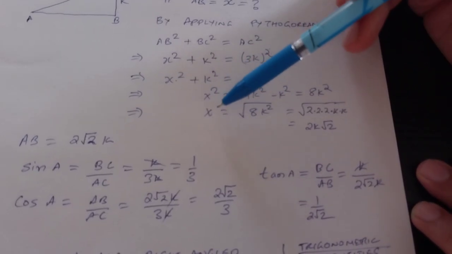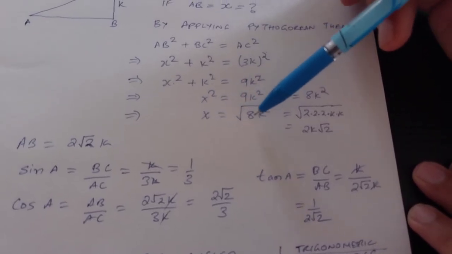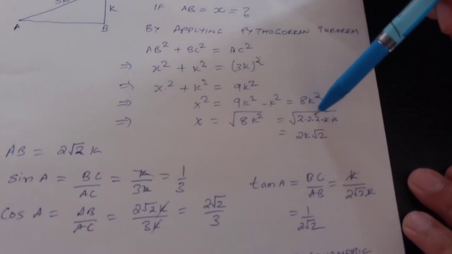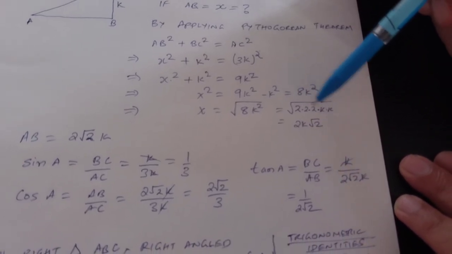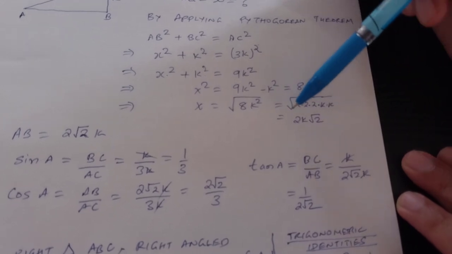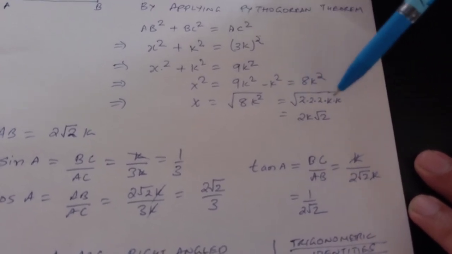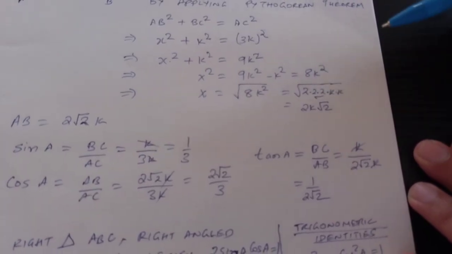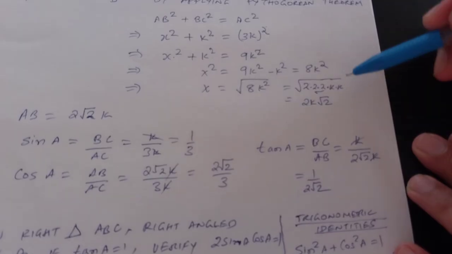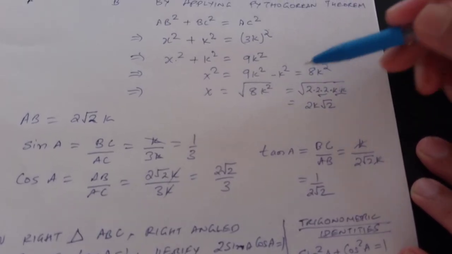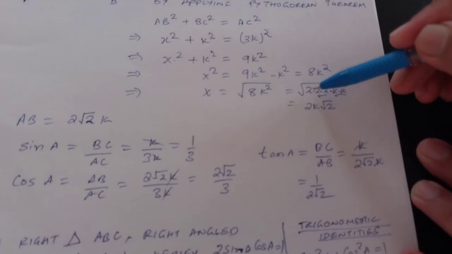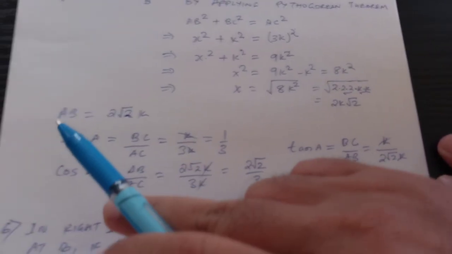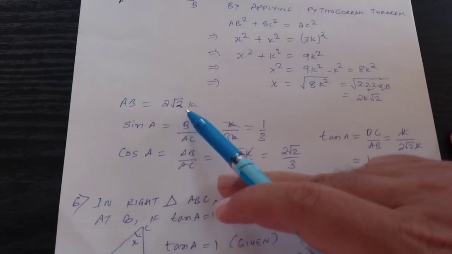Which means x is equal to the root of 8k squared. Now 8 can be written as 2 into 2 into 2, because 2 2s are 4, 4 2s are 8. And k squared can be written as k into k. When you take the square root, whatever two numbers are there, you can take one out of them. There are two 2s here, so one of the 2s you can take outside the square root, and there are two k's, so one of the k's you can take outside the square root. What remains is one 2 under the root. So basically AB is equal to 2 root 2 k.